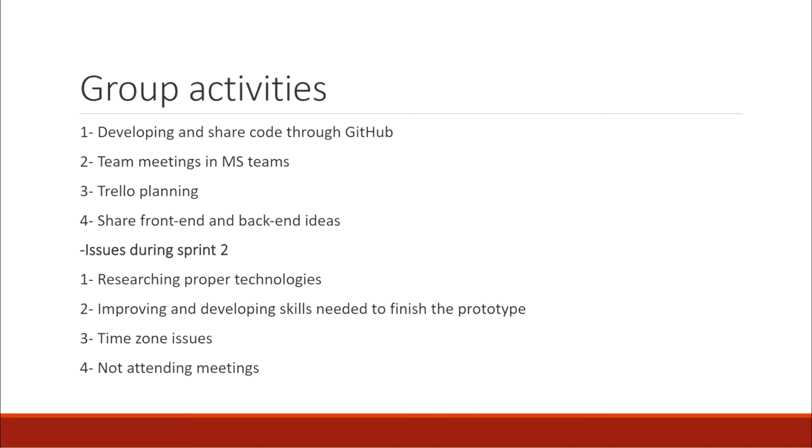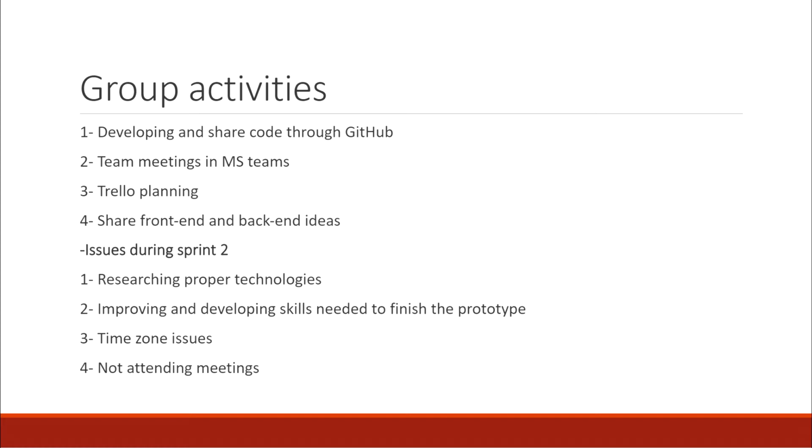We also did research on proper technologies, which helped us in gaining knowledge on the project. We also worked on how to improve and develop our skills to finish the prototype. In our activities, each of us developed some code, and in order to make it available to others and to help them in understanding the code, we shared it on our GitHubs so they can study and understand our code. We also used Teams to conduct our group meetings.